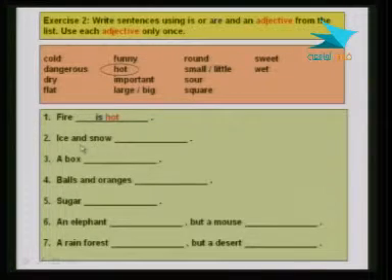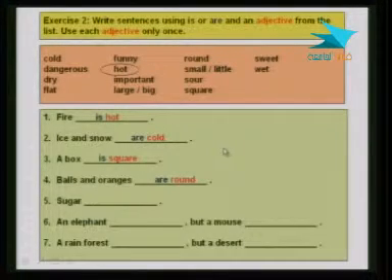Number two, ice and snow. Ice and snow, what? Are they hot or cold? Well, of course, cold. So ice and snow are cold. A box is square.